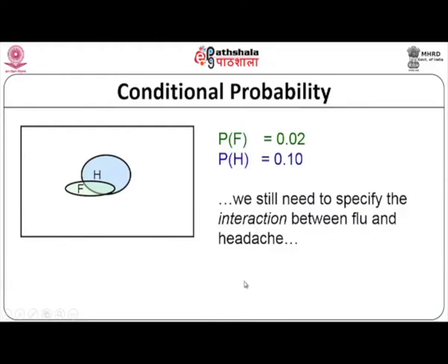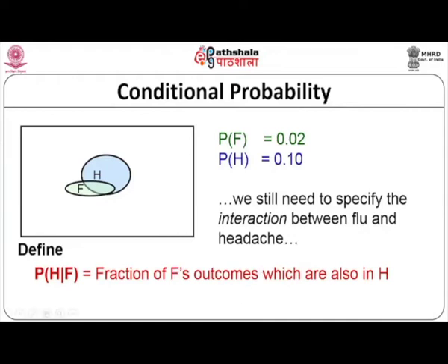Now, what we are trying to do here is an analysis that may help us better understand whether there is any relationship between having a flu and headache. We are trying to identify, if a patient comes with a headache, whether there is a chance for the patient to have a flu. So, this is called conditional probability.